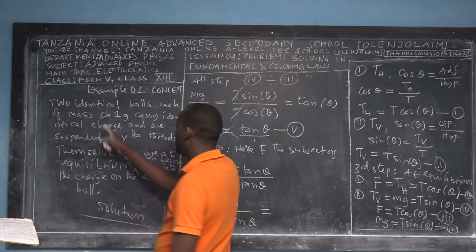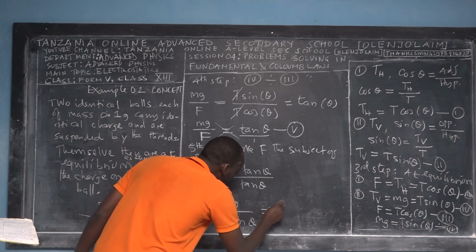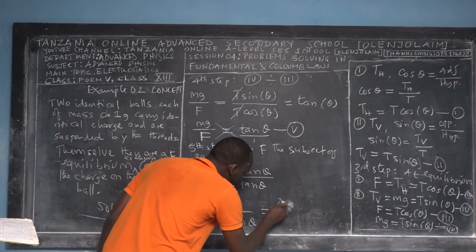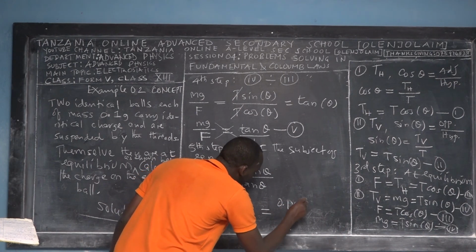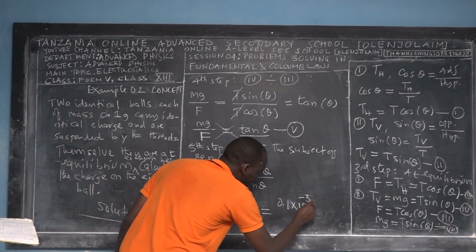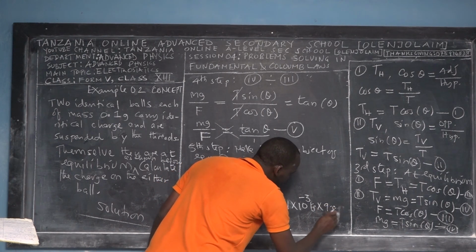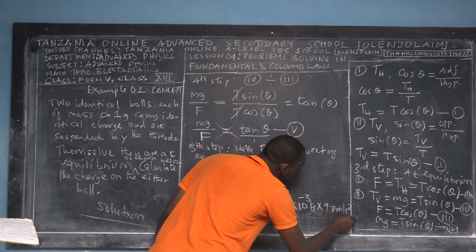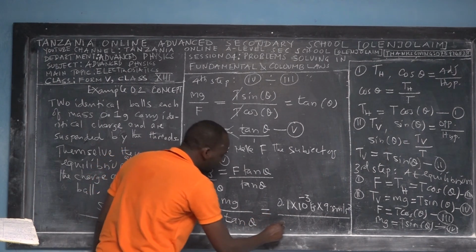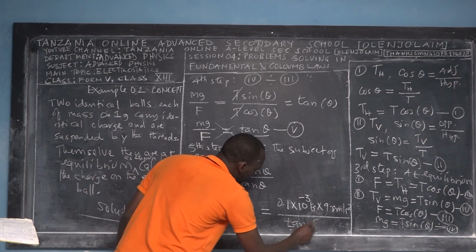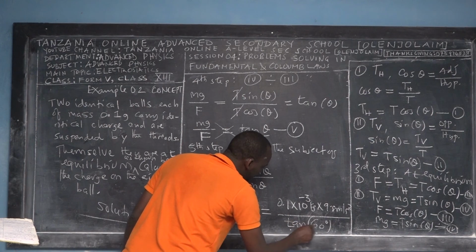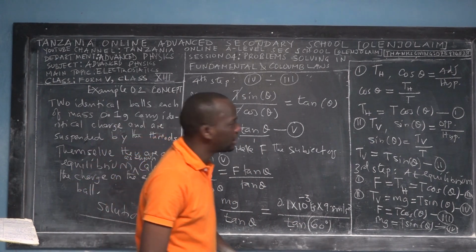The mass of the ball is given as 0.1 gram. Change it into kilograms, so 0.1 times 10 exponent negative 3 kilogram. Then multiply by 9.8 meters per second squared, divided by tangent of angle theta, which is tangent of 60 degrees. Use your scientific calculator.